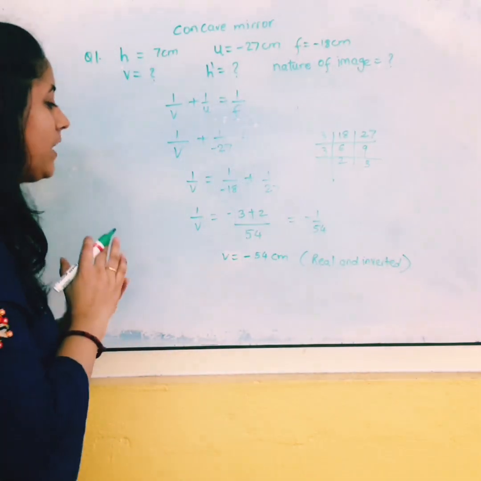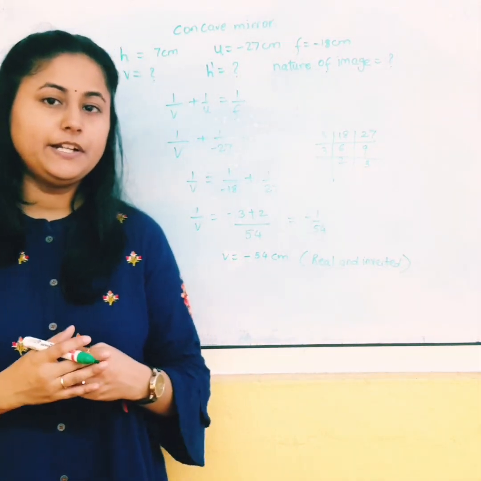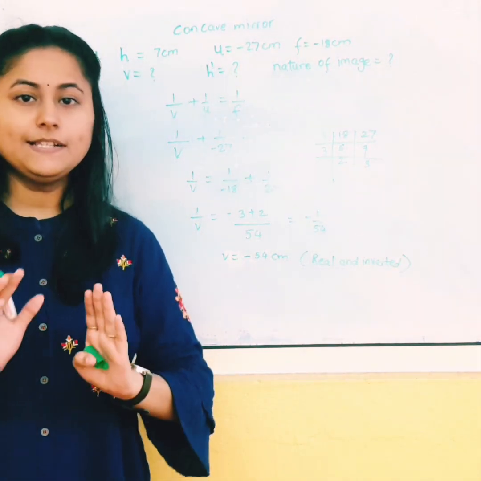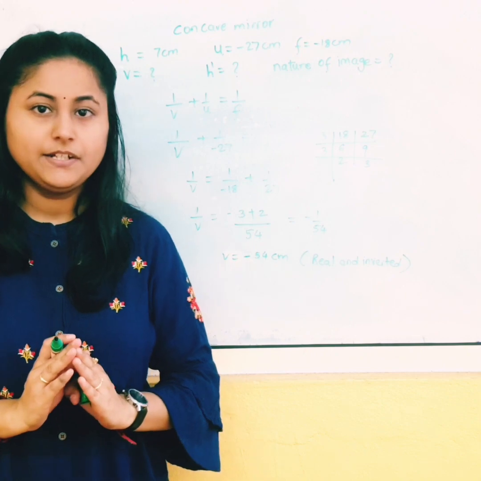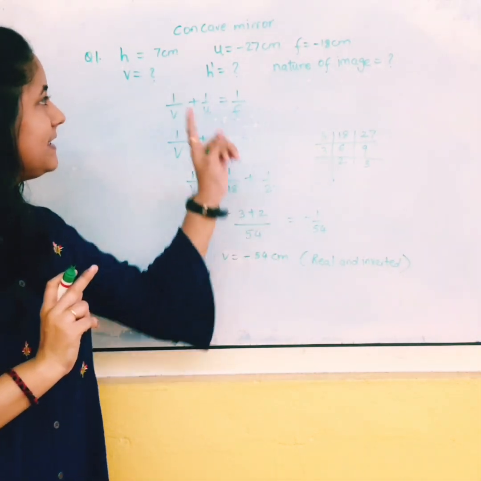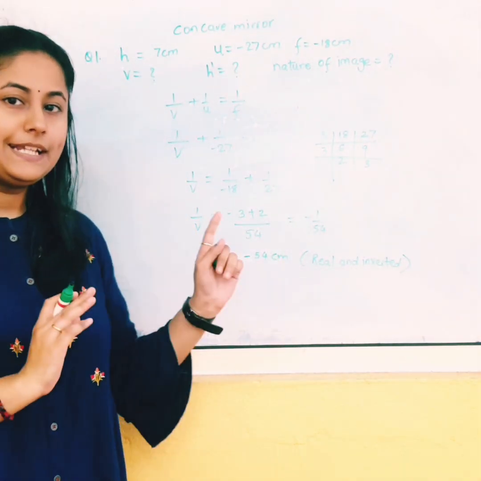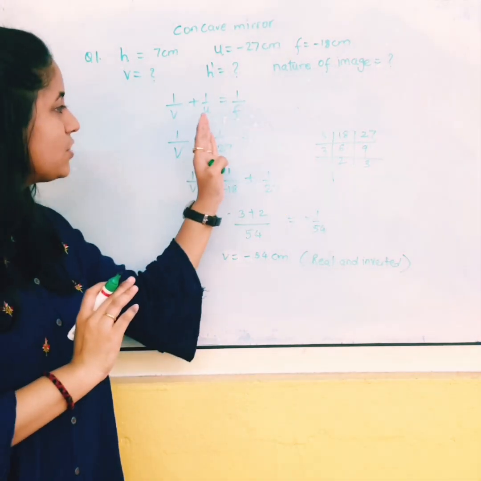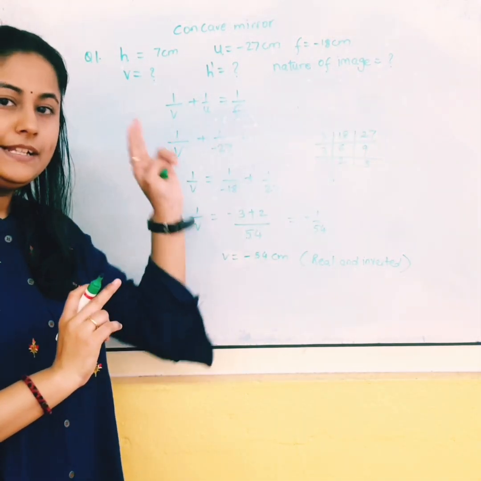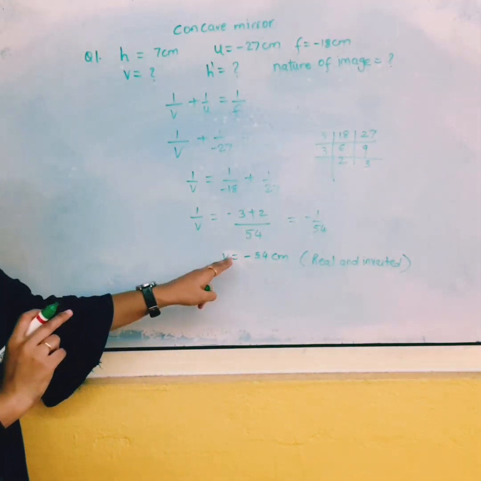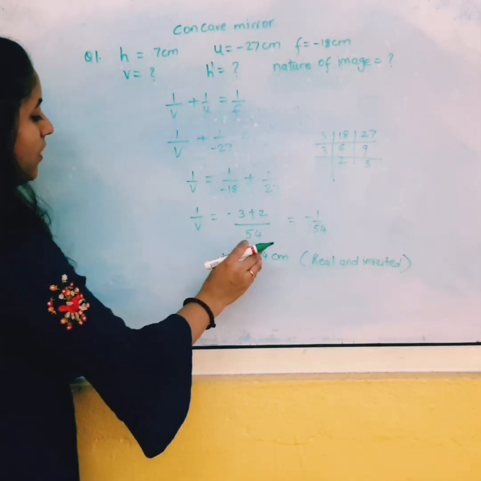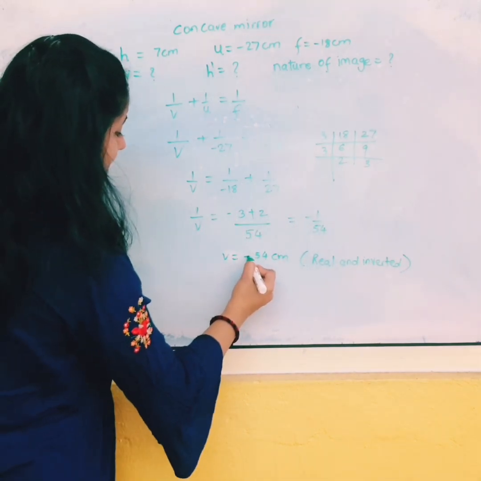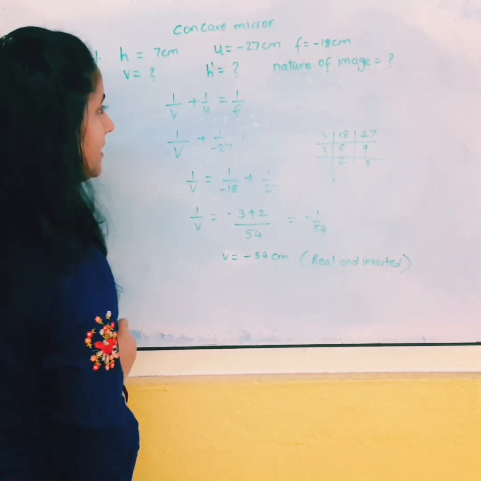Now how do you come to know whether it is real and inverted or virtual and erect? In case of concave mirror, there are 6 diagrams that we have studied, right? So out of that, only one case is virtual and erect. In that case, the image is formed behind the mirror, which is towards the right. And in that case, the image distance will be positive. Only in that case it will be virtual and erect. So here the sign is negative, that's why it is real and inverted.